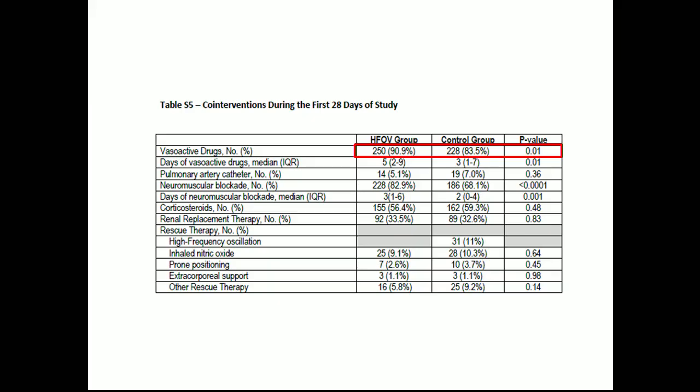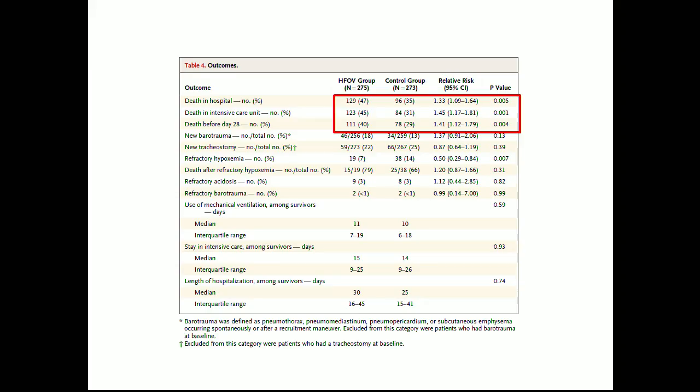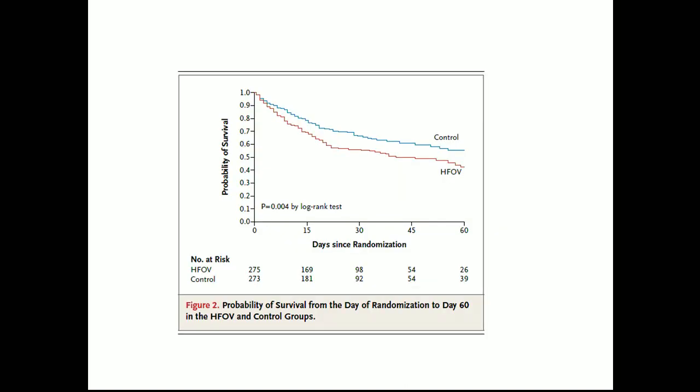The HFOV group had a greater amount of vasopressor usage, greater amount of neuromuscular blocker usage, and the outcome was that they had to stop the study at the interim analysis because there's an increased signal towards harm in the high frequency group. So the study was stopped early. Again, all the caveats and advantage and disadvantage of stopping a study early. And that difference on the Kaplan-Meier at 60 days continued. The control did much better than the high frequency.